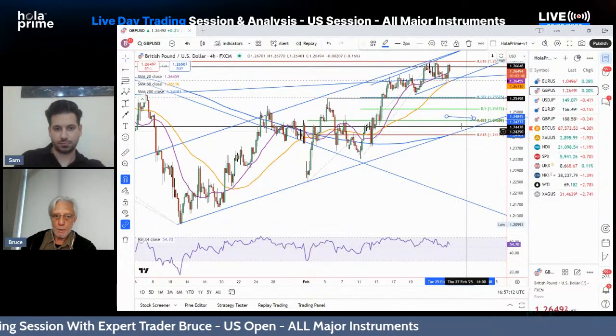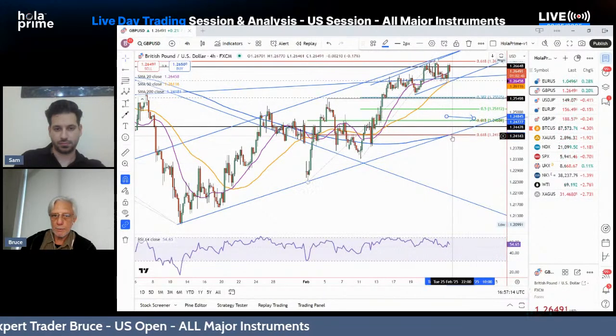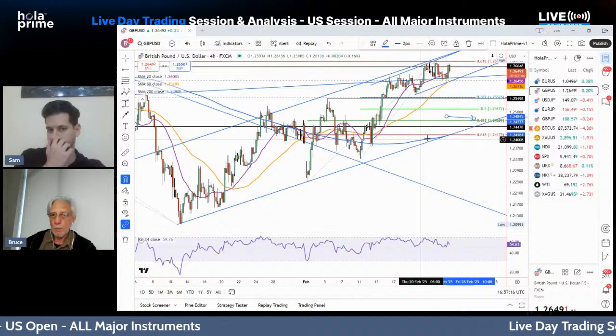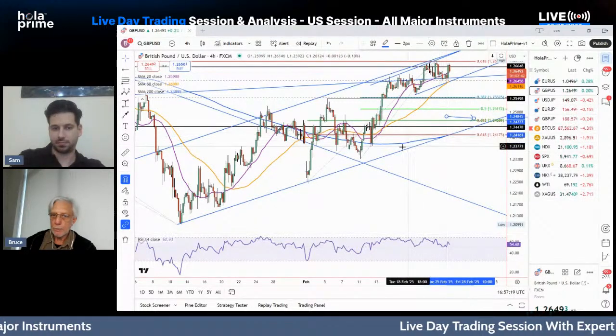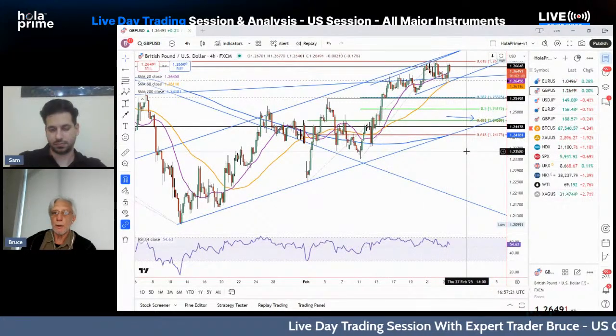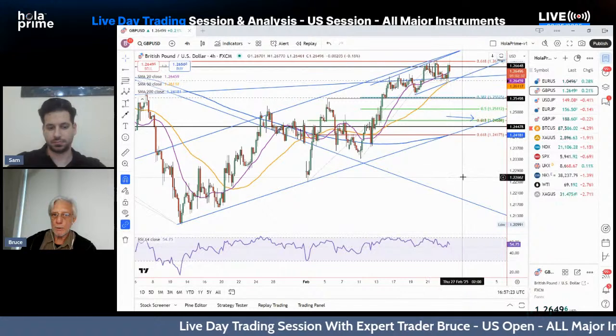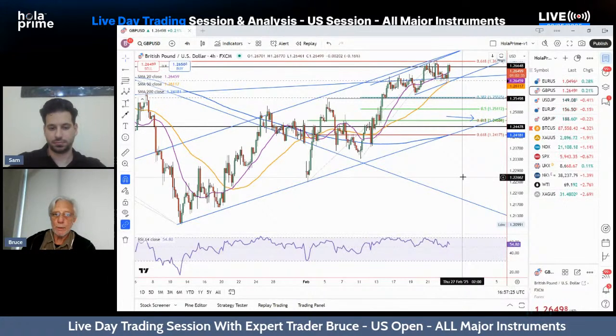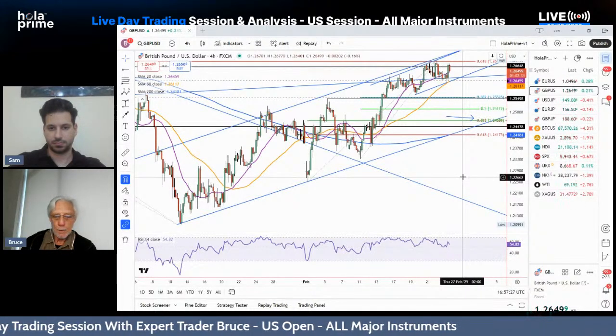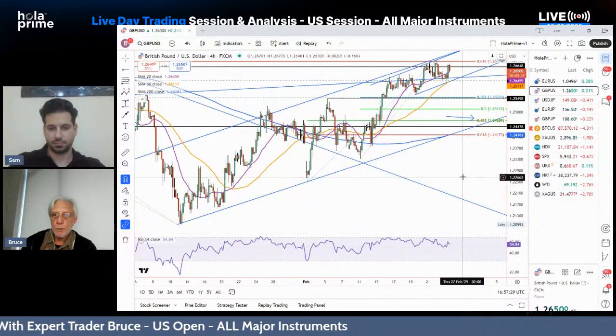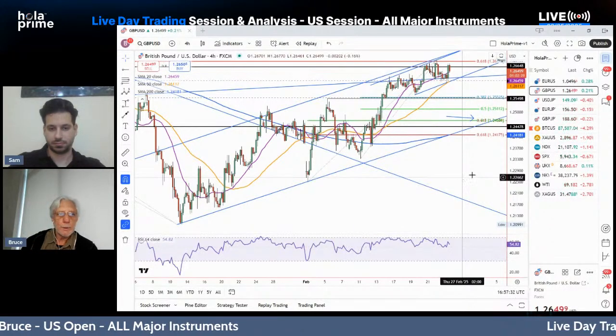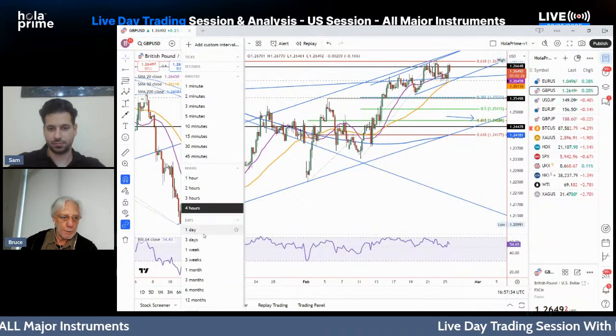Okay. And as it comes down, we're also going to pay attention to this 200 moving average, which happens to align with the trend line. Aha, again, this aligned with the trend line again. Now, it doesn't always do that. Okay, all right. So that's a potential short.